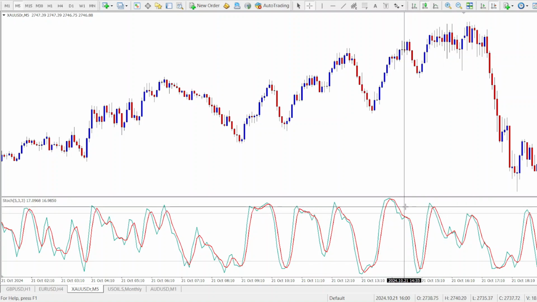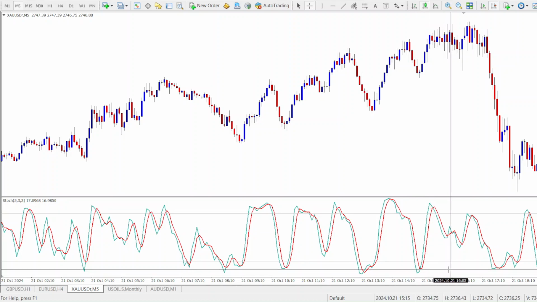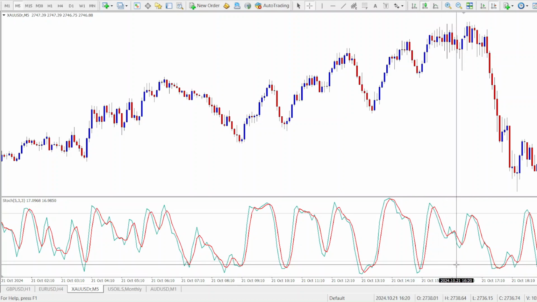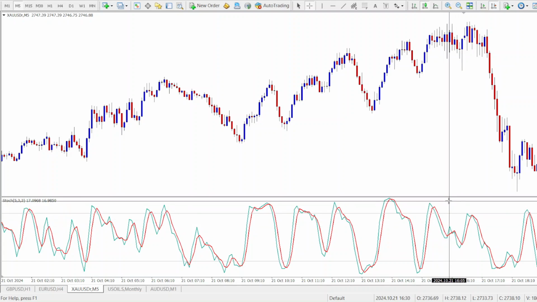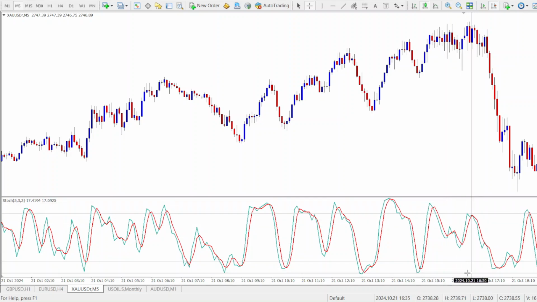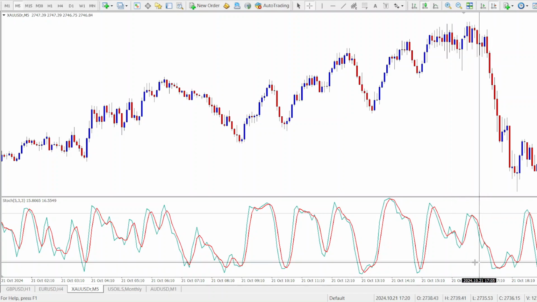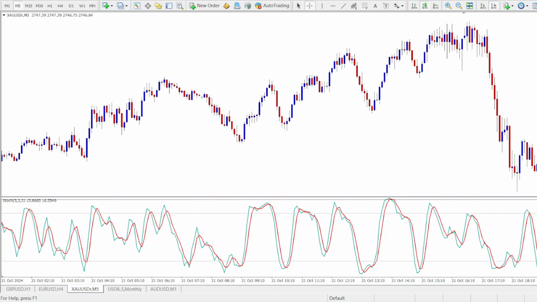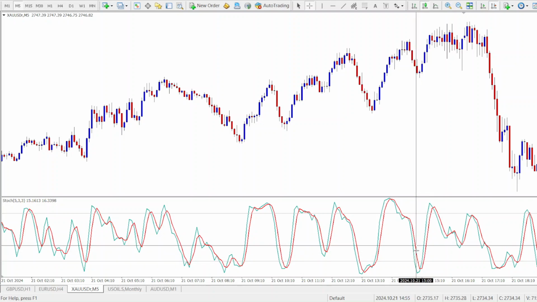Also, keep an eye on the overbought and oversold levels, all right? A reading above 80 signals overbought conditions, and below 20 signals oversold conditions. This can help you decide when to enter or exit trades.